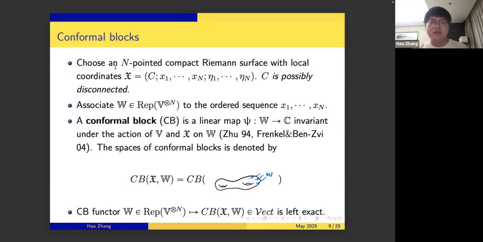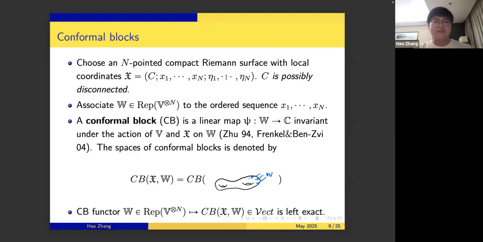We choose an unpointed compact Riemann surface with local coordinates x, and the underlying Riemann surface is denoted as C. It has n marked points, x1 to xn. Each marked point is equipped with a local coordinate eta i. And in our setting, C is possibly disconnected.